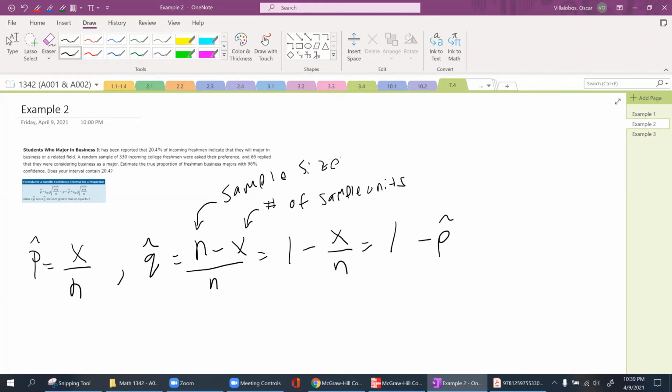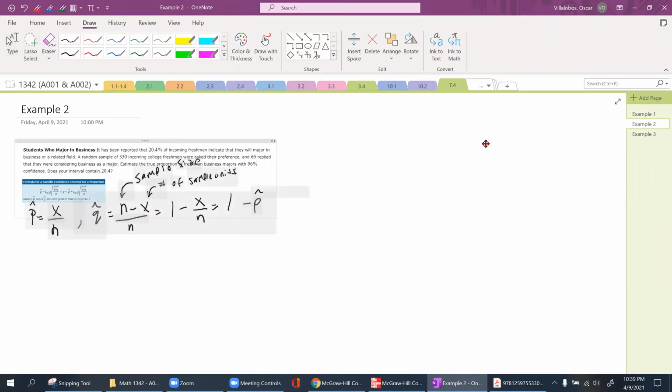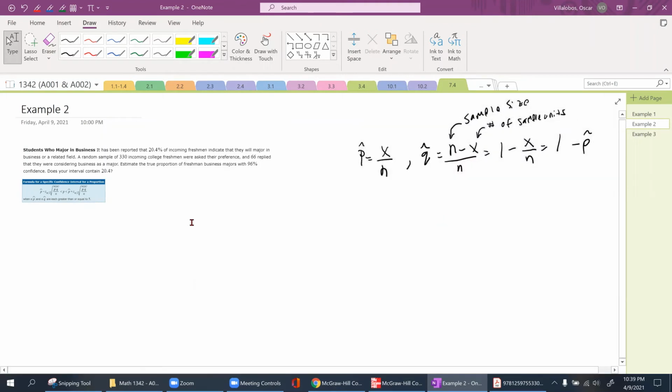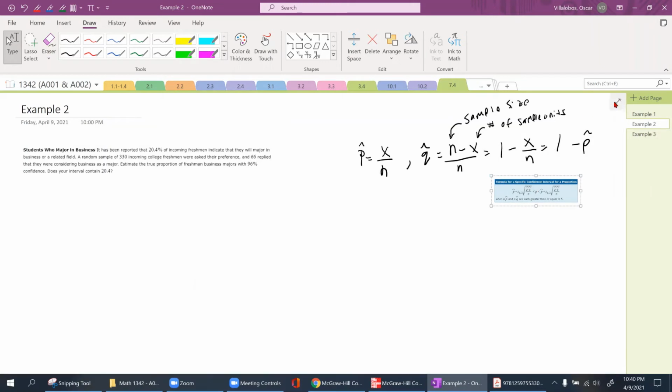So the sample size will be your n, and just like before, our x value is the number of sample units that we're focused on. Go ahead and clear this up.